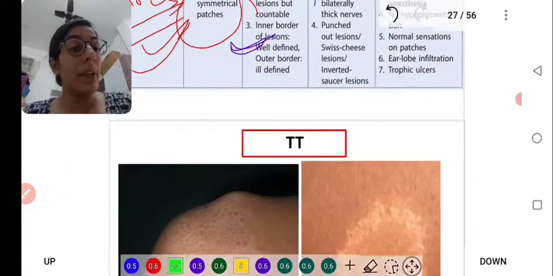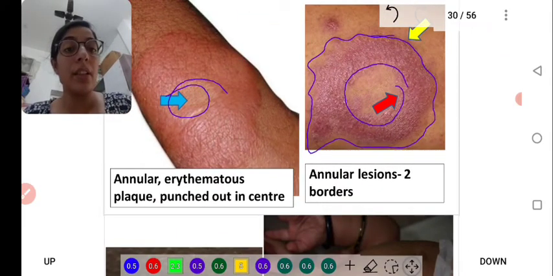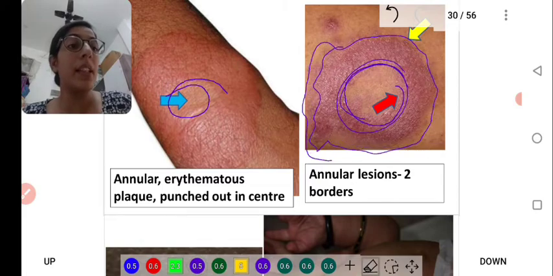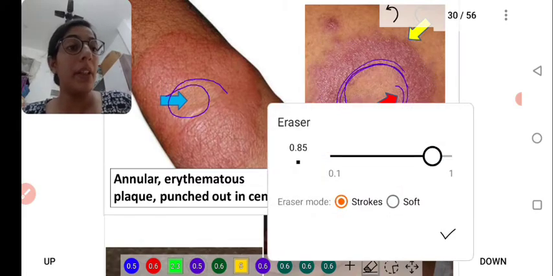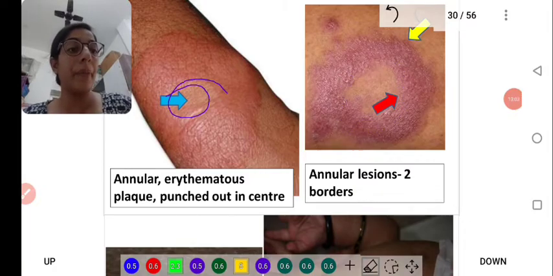Let's look at this image again. How appreciable is it in this image? While this is so irregular that you can't say it is well demarcated, you can say this one is well demarcated.